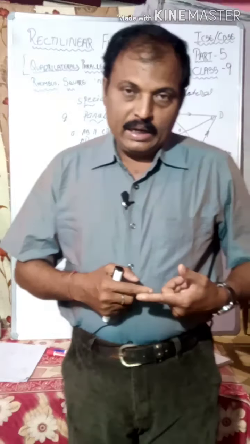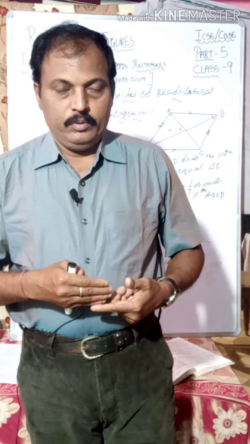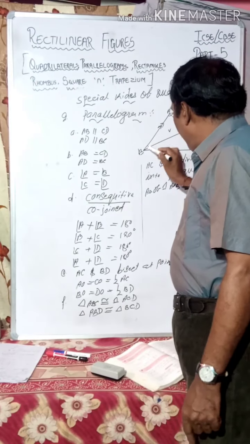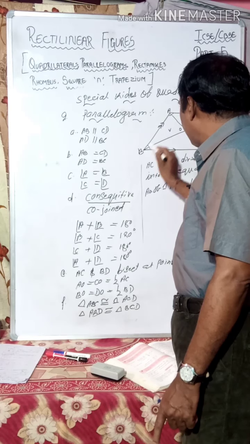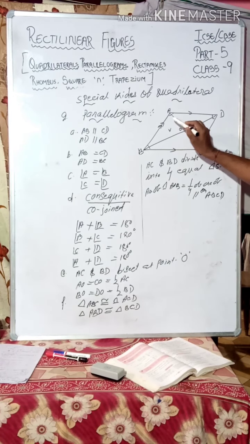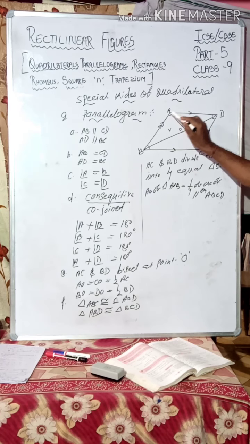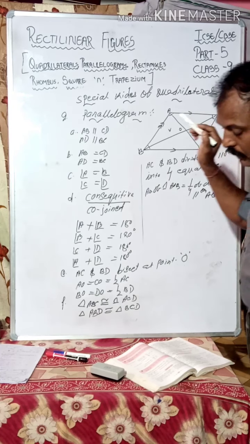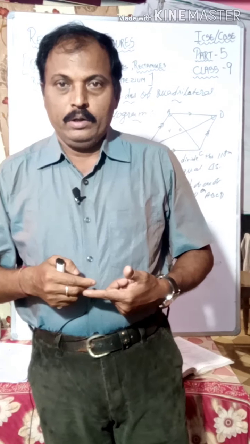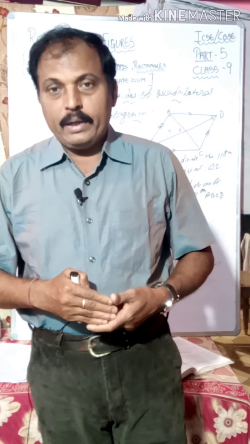Then consecutive angles are supplementary to each other, which we call cointerior angles. Angle A and B are consecutive angles, because AD and BC are parallel lines and this is the transversal. Angle A and D are also consecutive angles, where AB and CD are parallel and AD is the transversal. So angle A plus D is 180 degrees, A plus B is 180 degrees, B plus C is 180 degrees, and angle C plus angle D is 180 degrees. Opposite angles are equal, opposite sides are equal, consecutive angles are supplementary to each other.